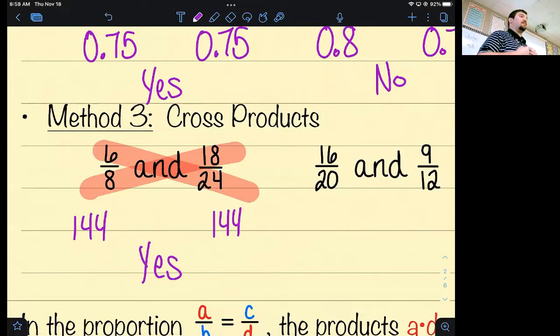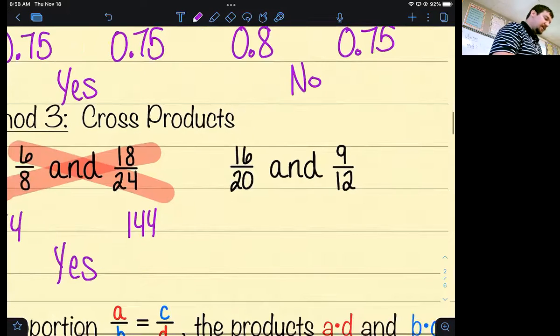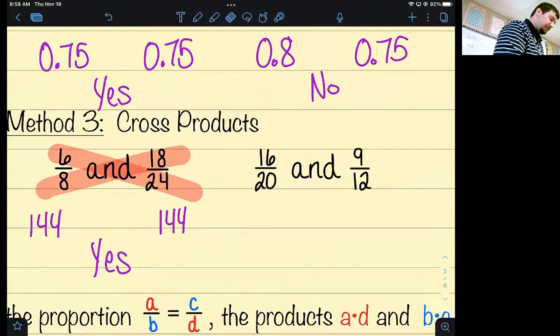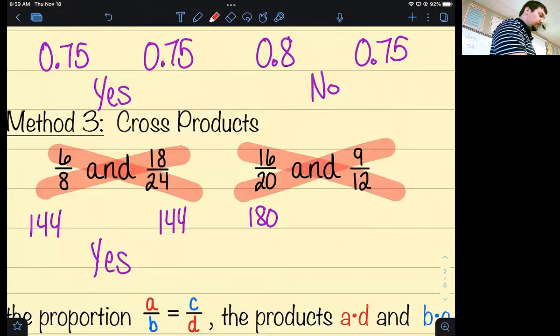That's my favorite way. What is 20 times 9? Anybody? 180. And what is 16 times 12? Was it 192? So then the answer is no, they're not proportional.